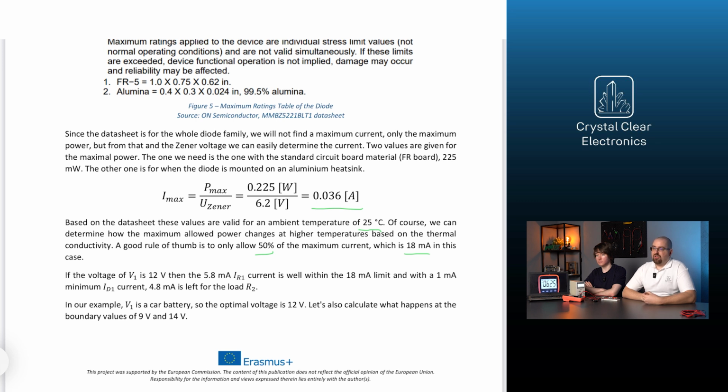If the voltage of V1 is 12 volts, then the 5.8 milliamps current through R1 is well within the 18 milliamps limit, and with a 1 milliamp minimum current through D1, 4.8 milliamps is left for the load R2. Let's suppose that V1 is a car battery, so the optimal voltage is 12 volts. Let's also calculate what happens at the boundary values of 9 volts and 14 volts.